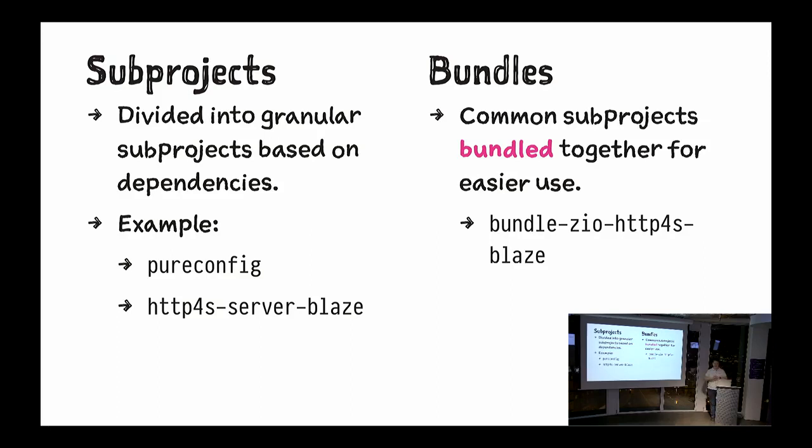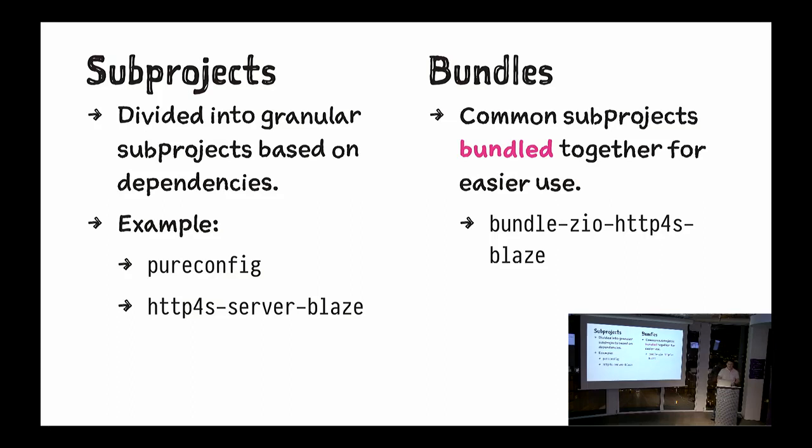So for example, pure config is a library that allows you to read your configuration file into a case class. There are many of these libraries. Pure config is just one of them. So if anyone needs a different library, they should be very easily able to provide another subproject that uses a different library, and it shouldn't force them to change anything in their code, or just one line, basically. So that's one thing. And this is a very nice property of the project, I would say.